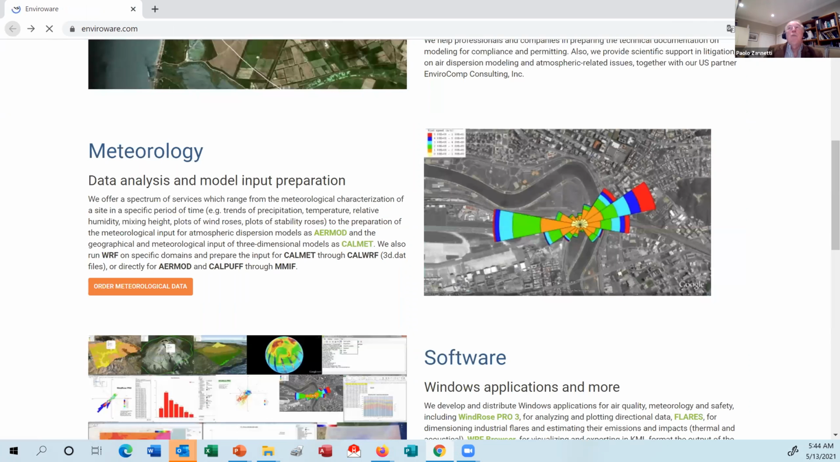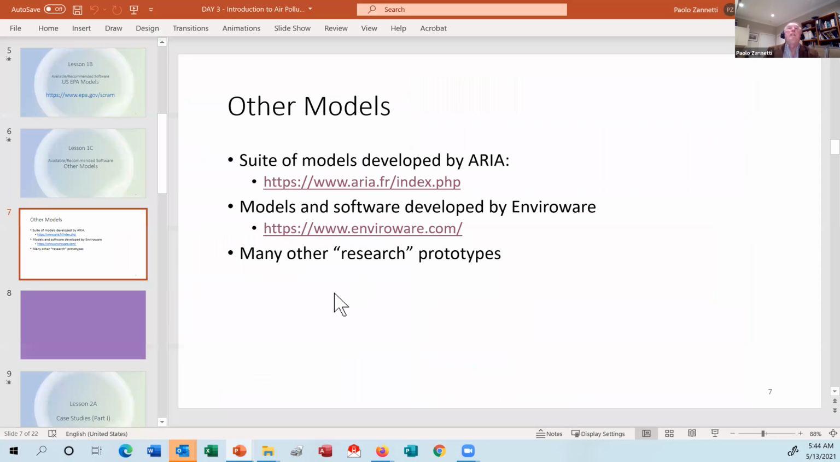So these are the two. There are many other companies, but these are the two that I know well, because I interacted with ARIA and EnviroWare a lot in the past. So those are the two that I can recommend from a scientific point of view.